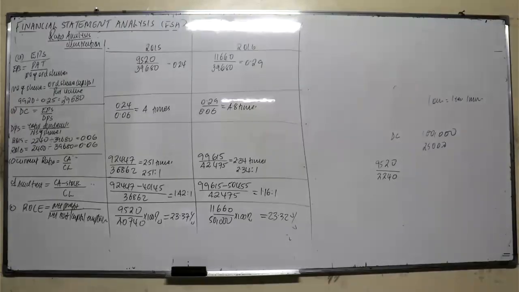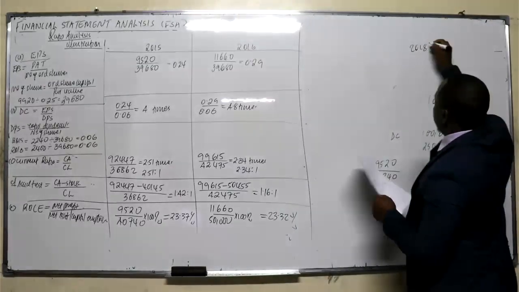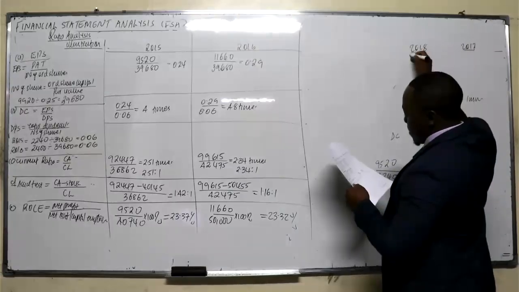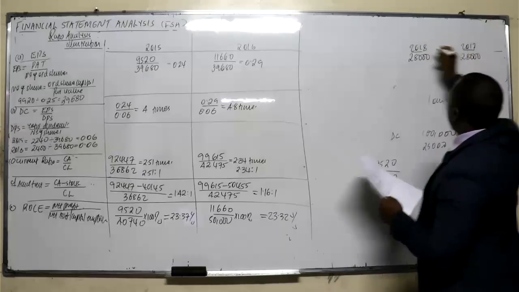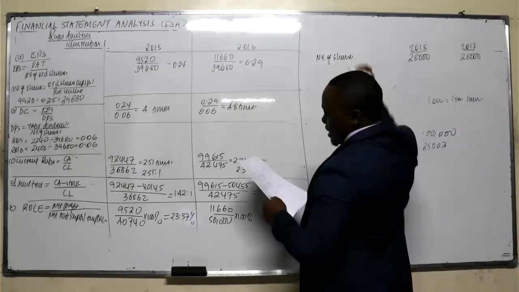We have the income statement, we have the statement of financial position, then we have additional information. In the additional information, you have the number of shares outstanding. 2018, 2017, the number of shares. Here we have 28. Here we have also 28. Those were the number of shares.